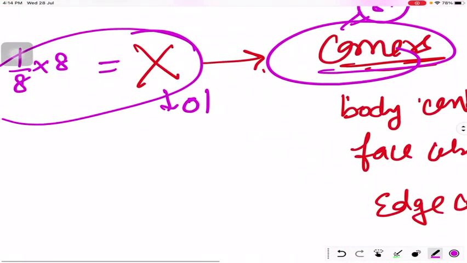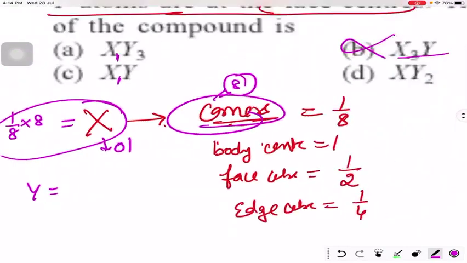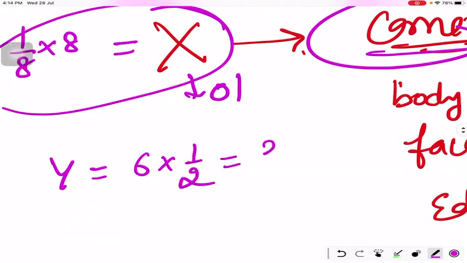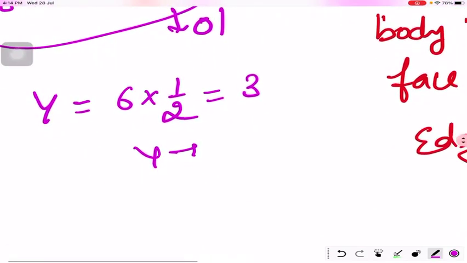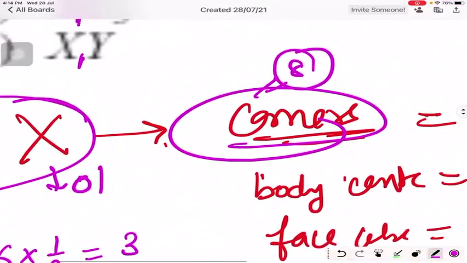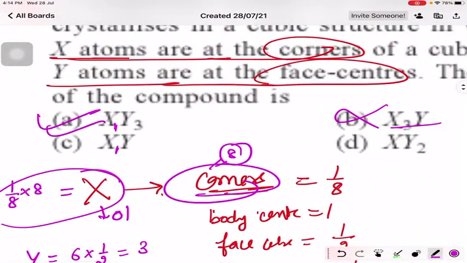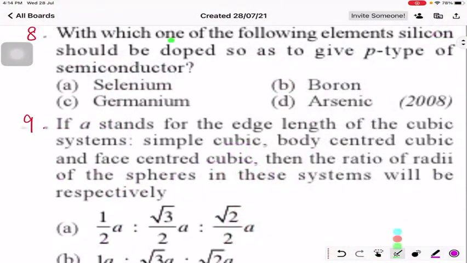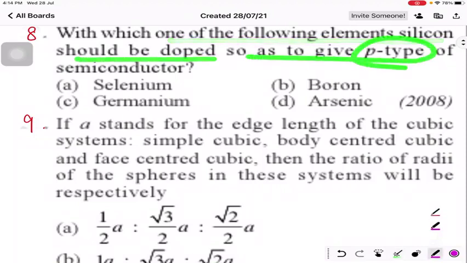Now Y occupy face center. For face center, because number of faces 6 and per contribution 1 by 2. So Y is 3. So at the base of Y you will write 3 and base of X will write 1. So XY3 is the formula. Option A is correct.